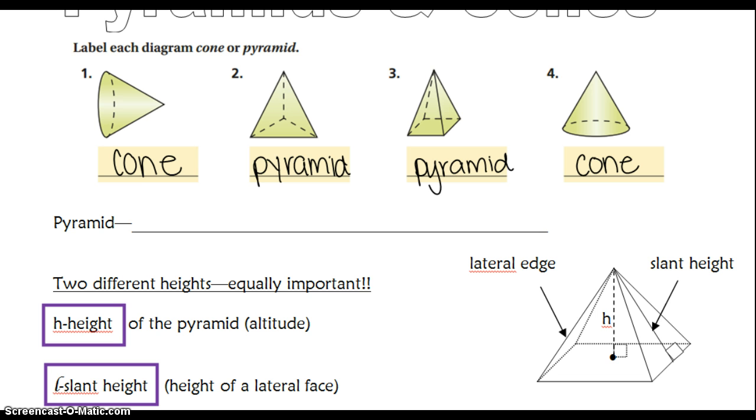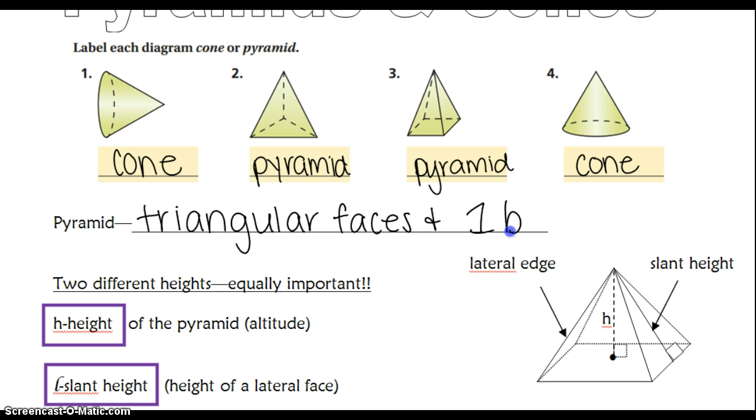When we talk about a pyramid, we know it comes to a point, but what's different between that and a cone? We said a cone has a circle base. More importantly, a pyramid has triangular faces. And it's different from a prism because it only has one base that, again, is not a circle.